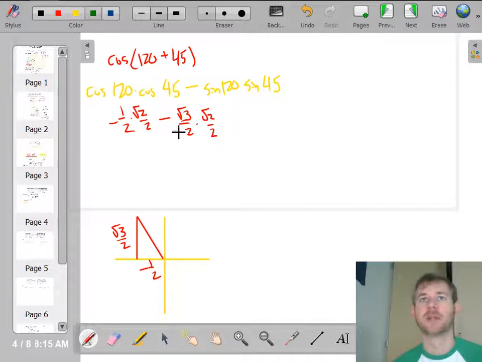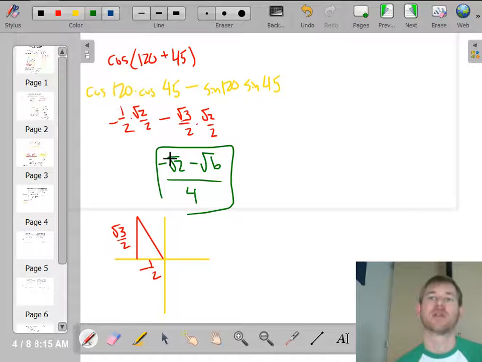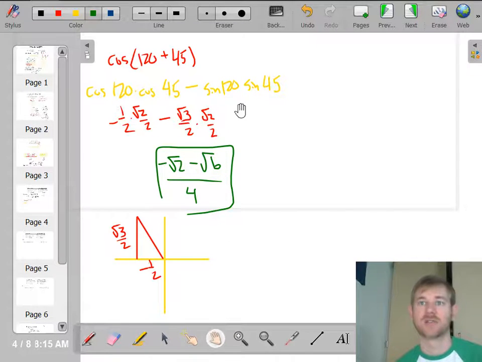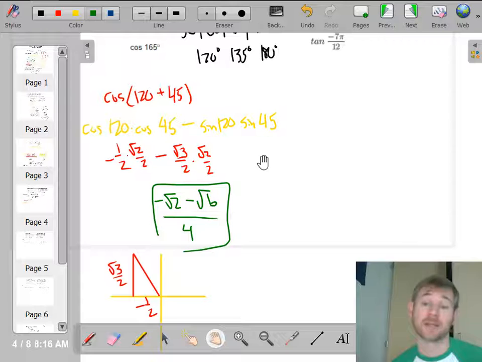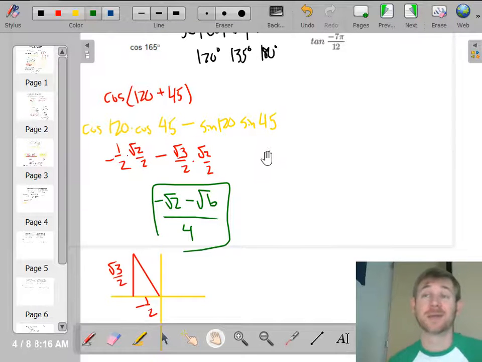So we end up with 1 times radical 2, and it's negative, so negative radical 2, minus radical 3 times radical 2, which is radical 6, and these have a common denominator. It is 2 times 2, which is 4. So negative radical 2 minus radical 6 all over 4. That is the cosine of 165. You can type it in your calculator and get the decimals, but they're not going to help you other than checking your answer. You don't have your calculator on the test, so who cares?